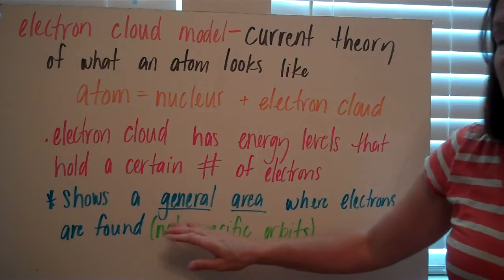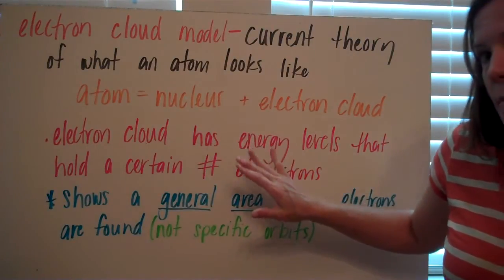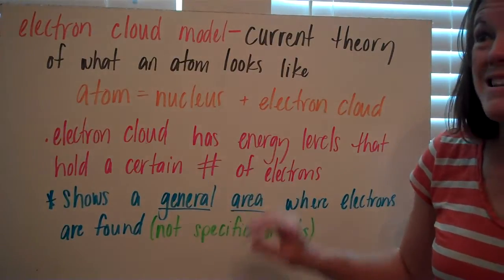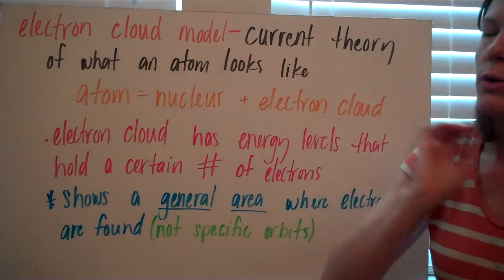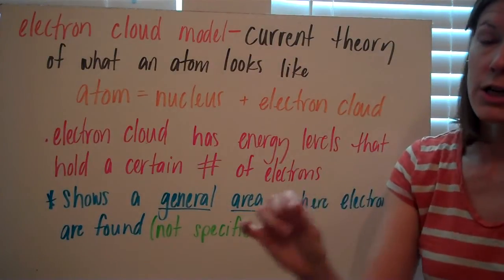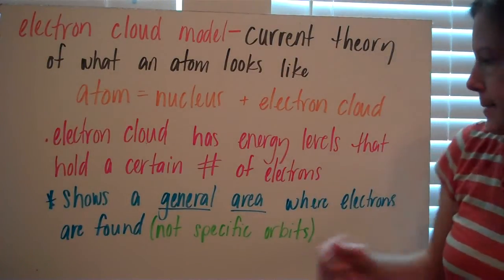And so because of that, the electron cloud model shows the general area where electrons are found, but not specific places. So you can't look at it and say, one single electron is right here, like you can in the solar system with the planets.